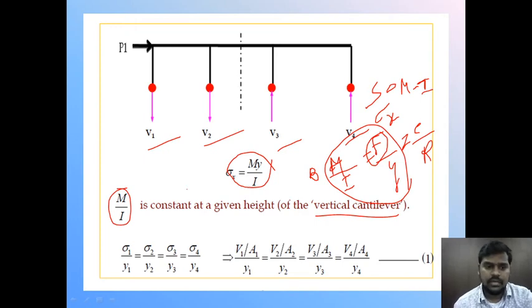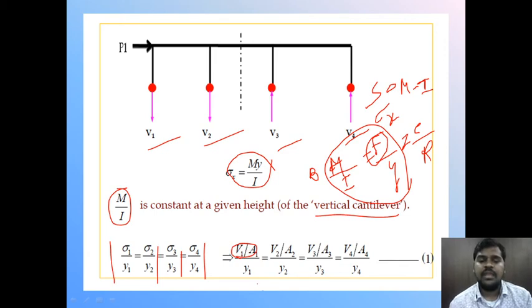After that we can write them as sigma 1 by y1, sigma 2 by y2, sigma 3 by y3 and sigma 4 by y4. Sigma can be written as V1 by A1. What is V? It is a vertical force, and sigma is nothing but force by area. So capital V1 by A1 times y1. What is this y1? This is the centroidal distance from the center of gravity for column 1, of cross section A1. All the ones, twos, threes and fours must be written together like this, and this is equation 1.